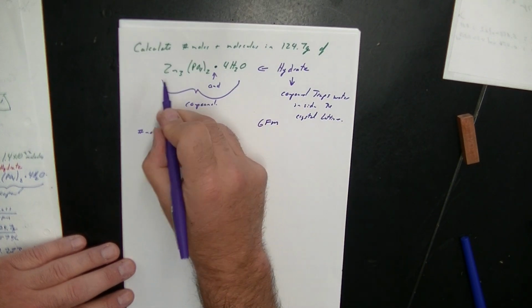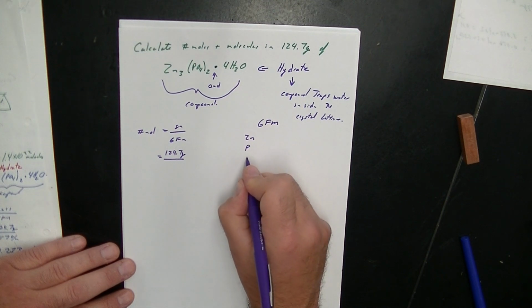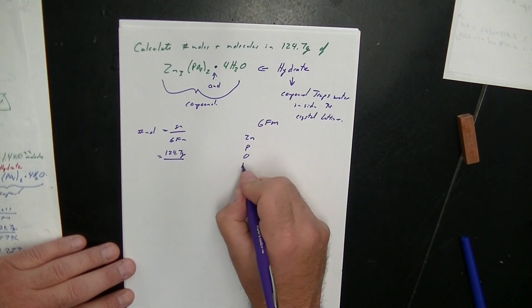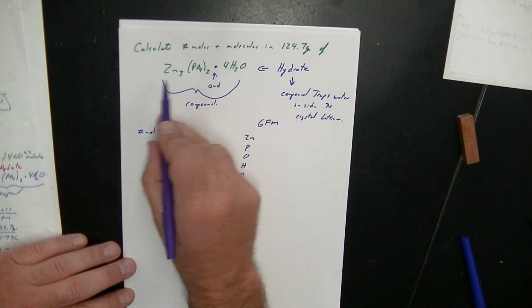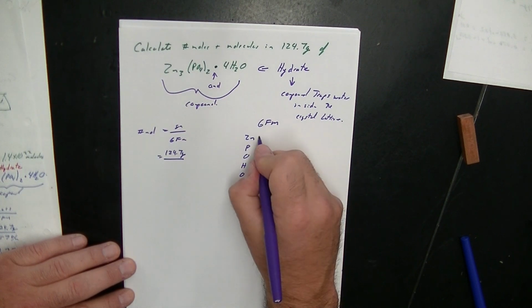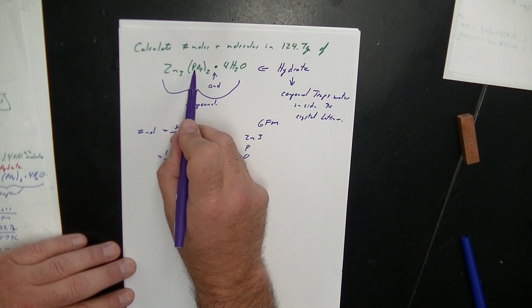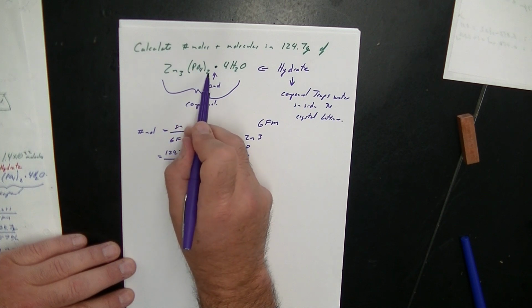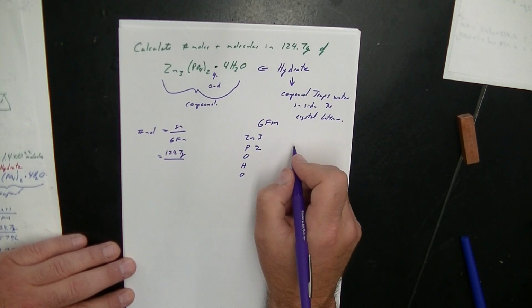So start by just listing all your atoms. We have zinc, phosphorus, oxygen, hydrogen, and oxygen. And you're going to need to be able to count atoms in here, right? So let's see, how many zincs do we have? Well, this 3 goes with that zinc, so I have 3 zincs. Okay. Phosphorus. I have 1 phosphorus inside, but I have 2 of them, so this is 2 times 1, so I'd have 2 phosphorus atoms.